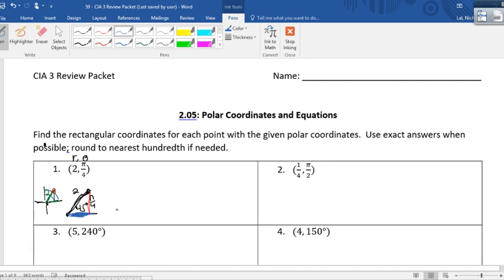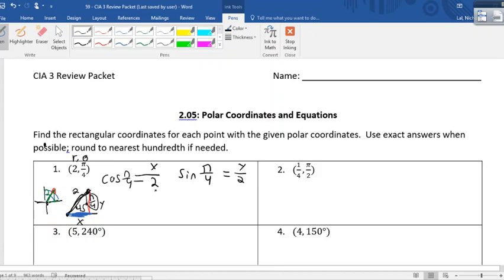Okay? So, knowing this angle, we can, using trigonometry, figure out that the cosine of pi over 4, and we can label the horizontal component x, the vertical component y, is equal to the adjacent side x over the hypotenuse 2. And the sine of pi over 4 is going to be equal to the opposite side y over the hypotenuse 2.